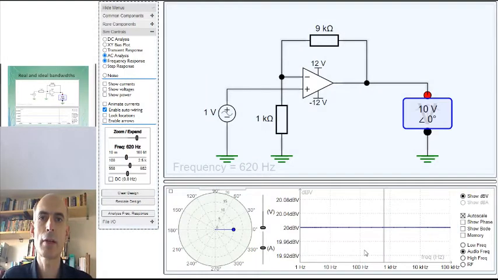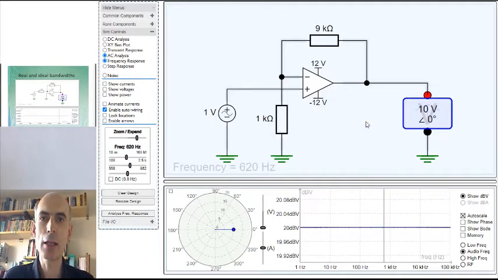We'll start by having a quick look at a simulation. This is a standard non-inverting configuration with a gain of 10. We're putting in a 1 volt sine wave and we're getting out, as expected, a 10 volt sine wave. The phase difference between the output and the input is 0. Plotting the gain on our usual scales with the dBs on the y-axis and the log of frequency on the x-axis results in a straight line.